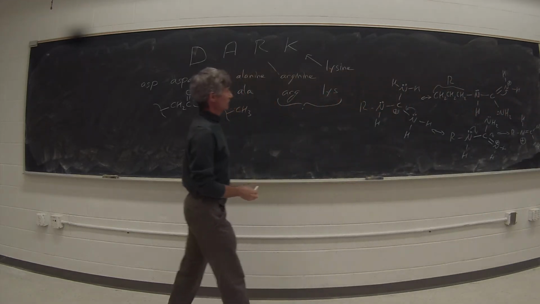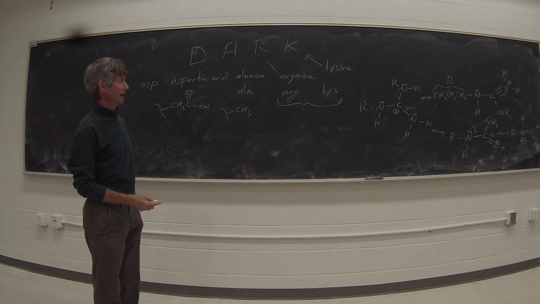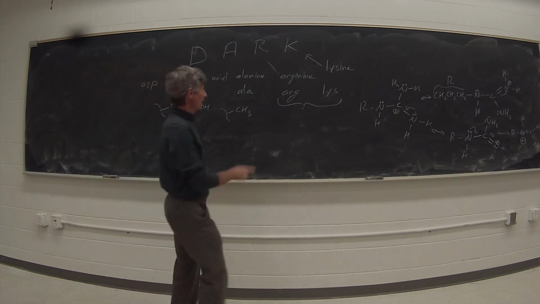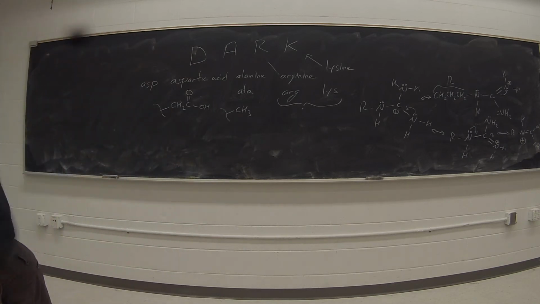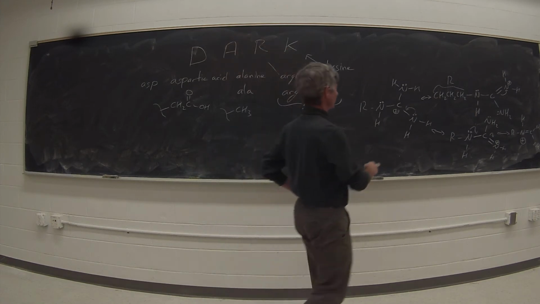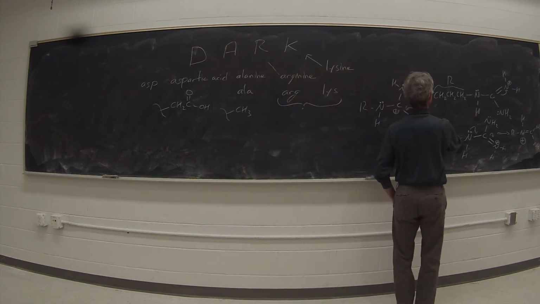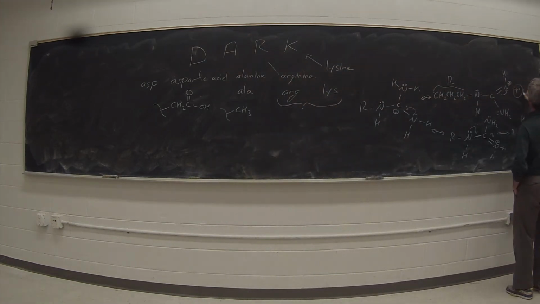Because of the great stability of that guanidinium ion with those 4 resonance structures, arginine is the most basic side chain of all, and you will find that the pKa of the acidic function in arginine is 12.5. So this molecule has a pKa of 12.5.